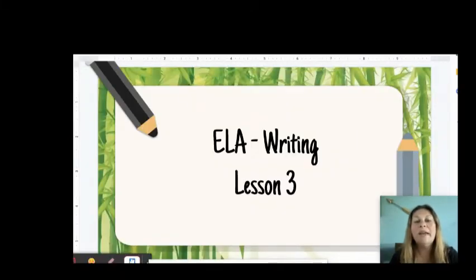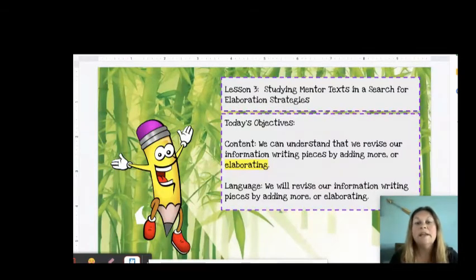Welcome to ELA writing lesson number 3. Before we get started, let's make sure we have our writing materials. You need your writing notebook or journal, and a pencil. Now for today's lesson, we are studying mentor texts in a search for elaboration strategies.